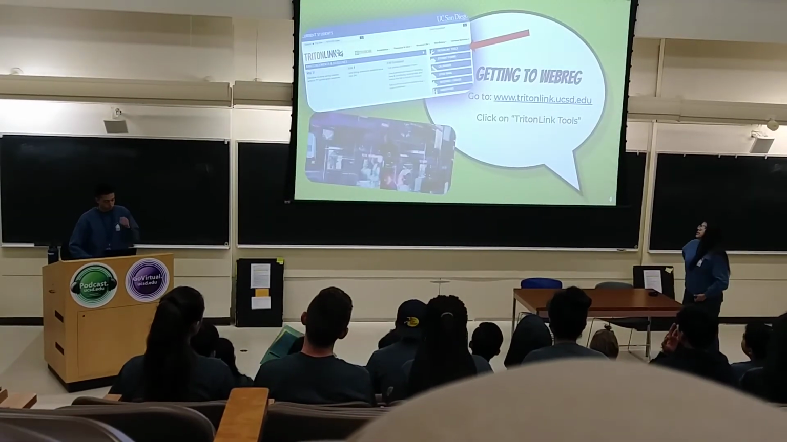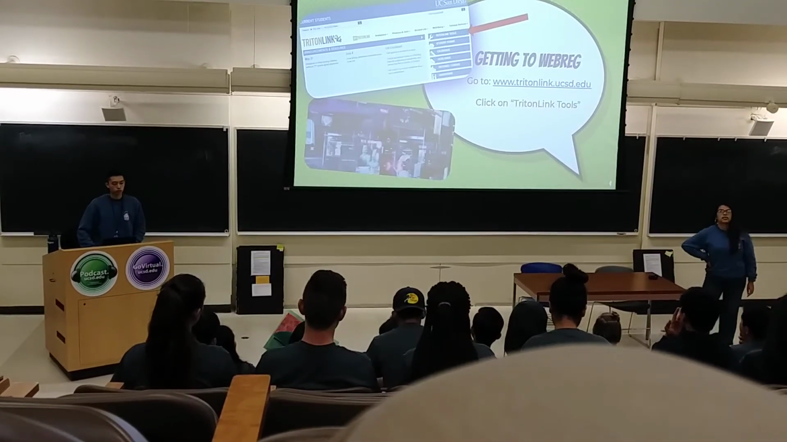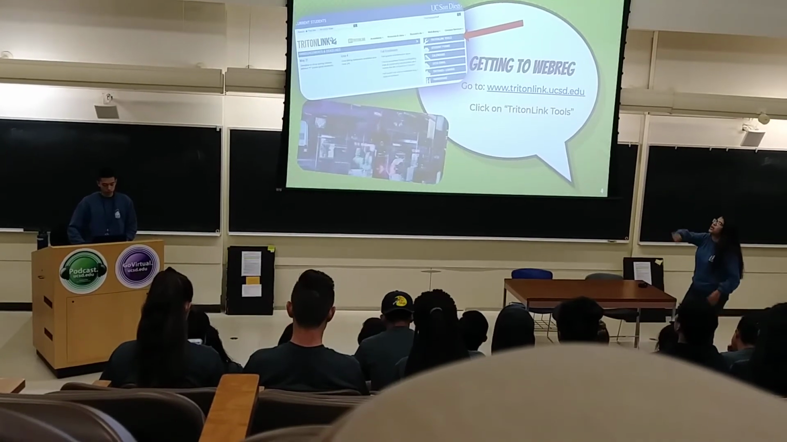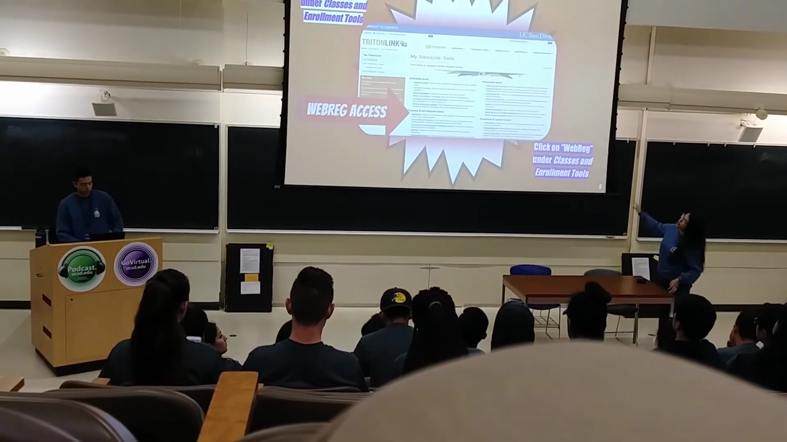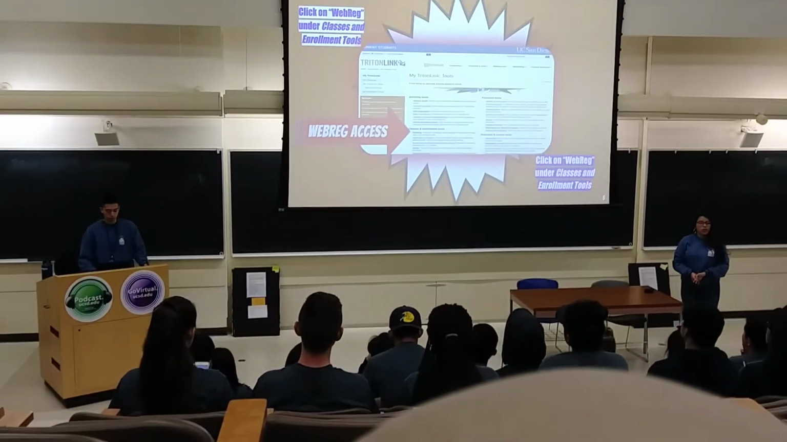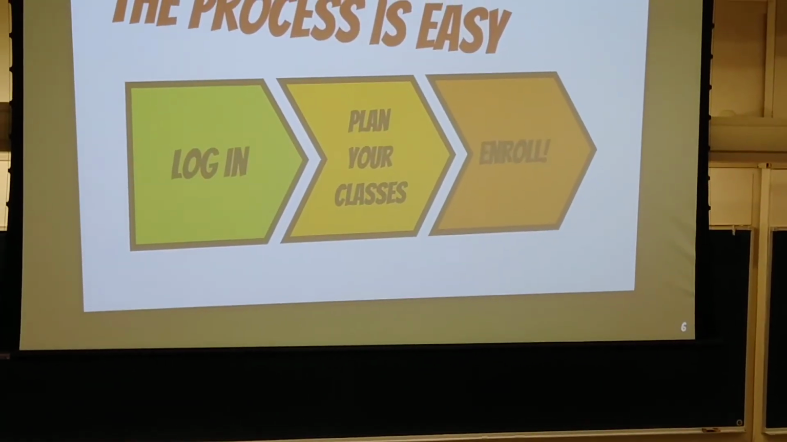The next slide is how to get to WebReg. Basically, you're going to go on chartinglink.ucsd.edu and click on Chartinglink Tools at the very right-hand side. Once you click on there, this page will come up. You're just going to click under Classes and Enrollment Tools, click WebReg Access, and that will take you straight to the portal.